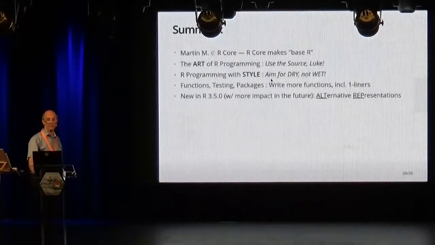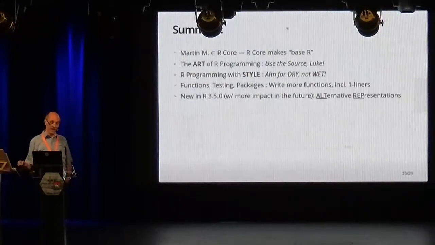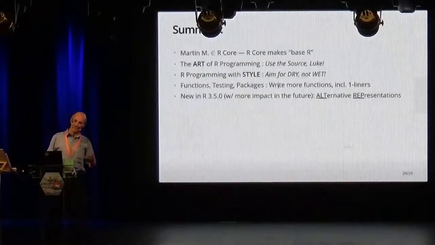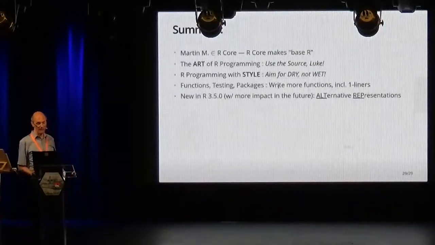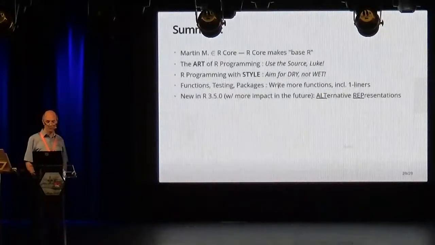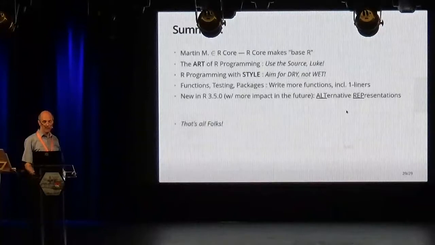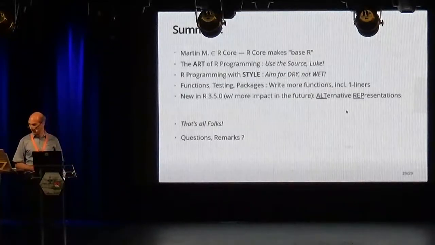Use the source, Luke. R programming with style: aim for DRY, not WET. Which means actually something like the fourth part: write more functions, write one-liners within your function. It makes everything nicely readable, but much better maintainable, less error-prone, and so on. And the last part was about this ALTREP, alternative representations. That's all, folks. And if there are questions or remarks, now is a good time.